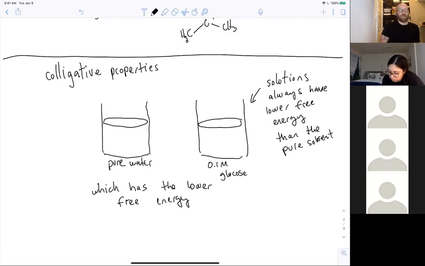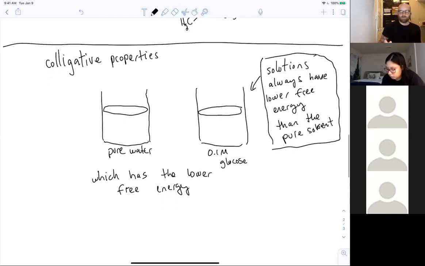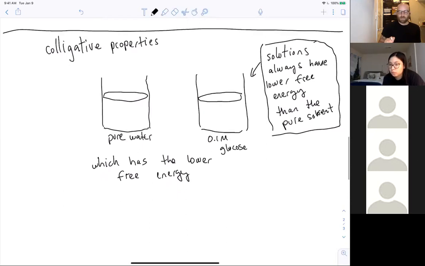So anytime I have something that's dissolved in a liquid, it necessarily has a lower free energy than the pure solvent. And there's undoubtedly a microscopic explanation for why this is, involving entropy, and I think the distribution of the kinetic energy or something. But for us, I think it's okay to just accept this as axiomatic and not think about it microscopically. So solutions always have a lower free energy than the pure solvent.